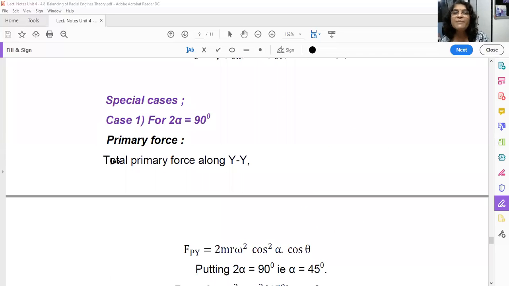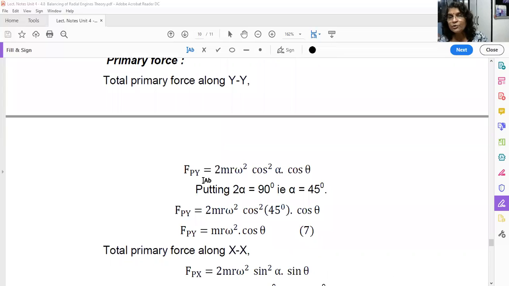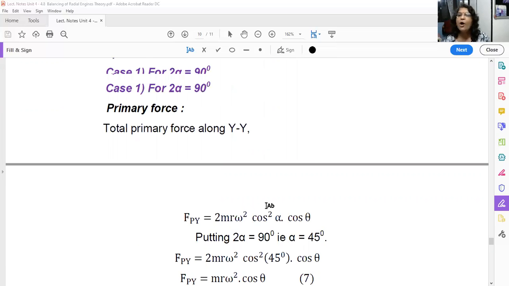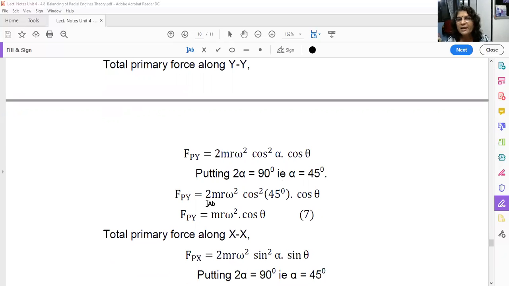Now let us analyze primary force first. Okay. So total primary force along YY axis. What we have found out? FPY is equal to 2 mr omega square into cos square alpha into cos theta. Okay, you no need to remember this equation, you can directly start your problem solving right from the first principle, which you have seen already here. Or you can remember this formula, whichever you wish. Okay, so putting 2 alpha is equal to 90 degree, so alpha is equal to 45 degree. Okay, so putting in this FPY, 2 mr omega square as it is into cos square alpha, that is cos square 45 degree, into cos theta.